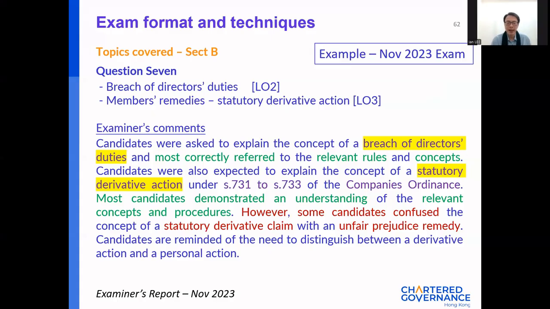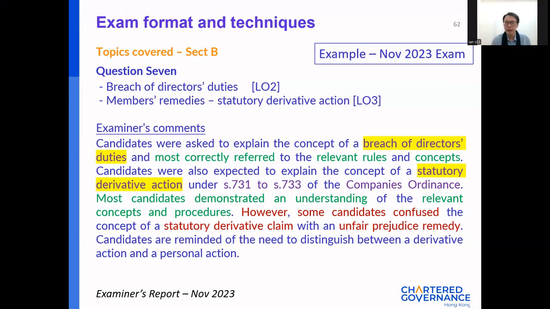So you can see that is governed by a different section than that for statutory derivative claim. So obviously you would expect the requirement will not be the same. So the final sentence is saying candidates need to understand the difference between the two. Well, derivative action, what does that mean? That's basically meaning an action you go to court on behalf of the company. Okay, there's something done wrong, for example, by a director.